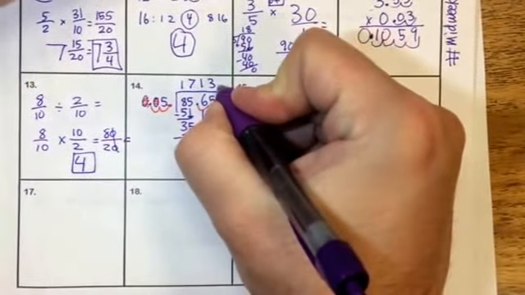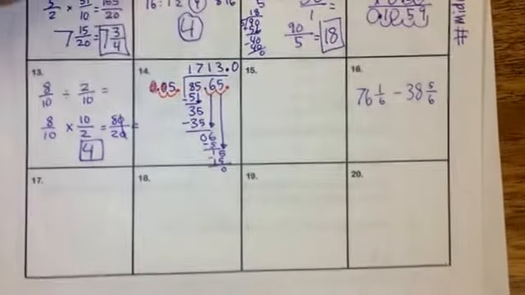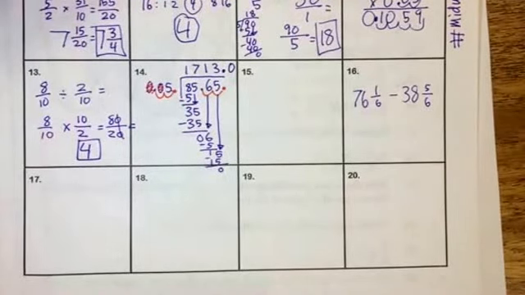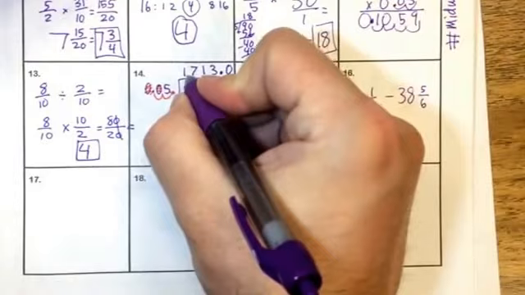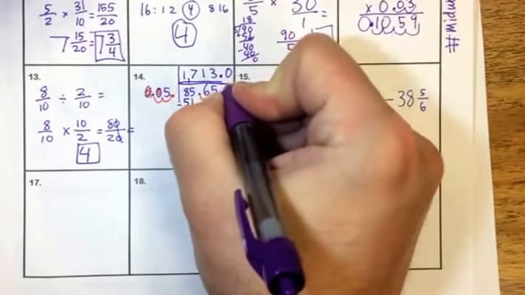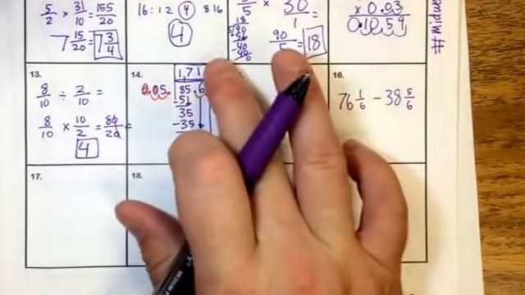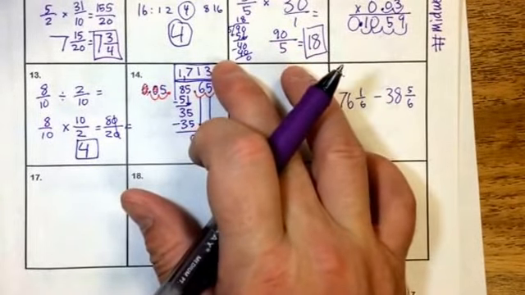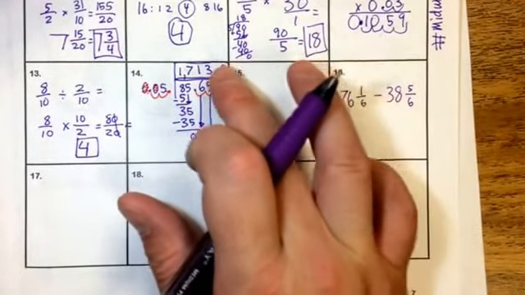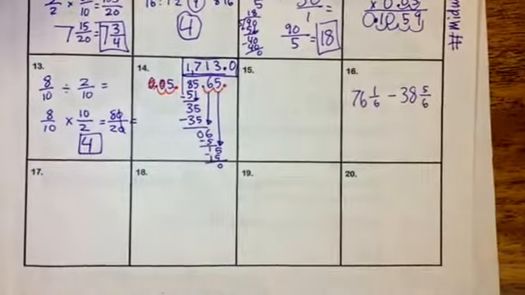Pull your decimal up into your answer. In this situation, technically, you do not need your decimal though. So my final answer is 1,713, excuse me. And I could leave this without the decimal as well. They're the same number, with or without the decimal. All right.